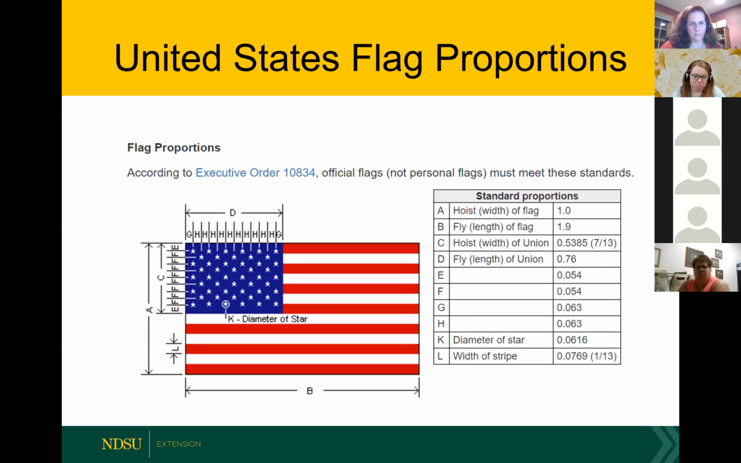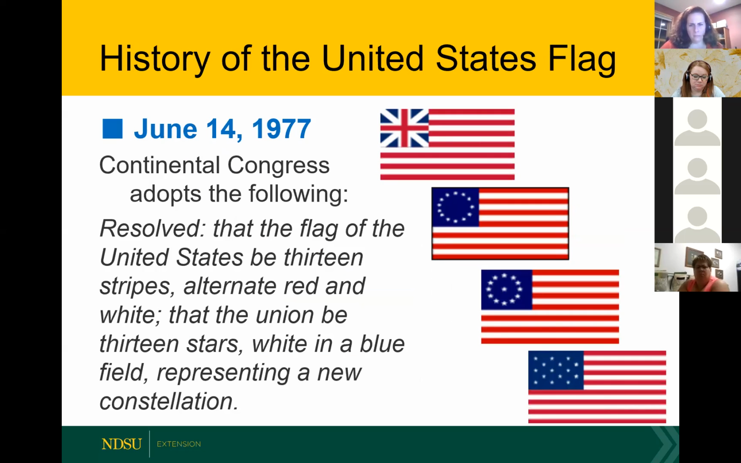They'll be standard sizes that have been made good for marketing and use, 2x3, 3x5, those kind of things. And so they've adapted those measurements accordingly. But again, we can look at some of those things, the hoist, the fly, so each of those kind of pieces. And there are even specific sizes for the stars on an official flag, as well as the width of the stripe. Okay, so let's start with just a tidbit of a history of the U.S. flag.